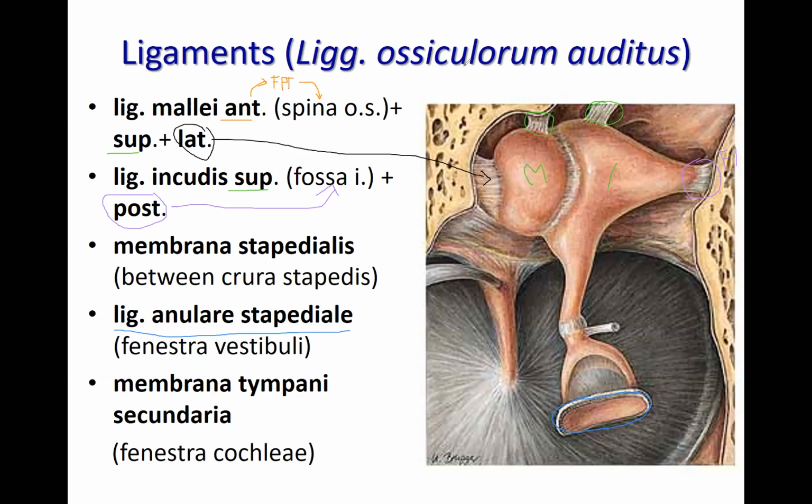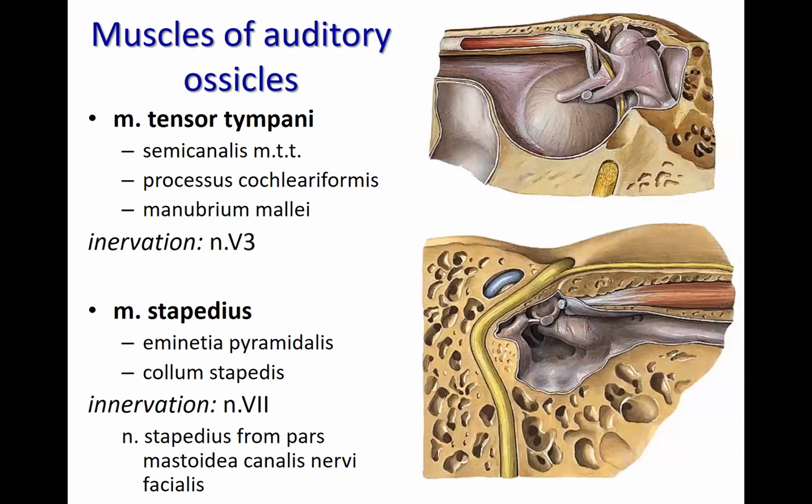And another two structures: the stapedial membrane is this one, between the limbs of the stapes, and of course the secondary tympanic membrane, which is not visible here, and it closes the round window. So these are the membranes and ligaments here, just a list to not skip any of them.